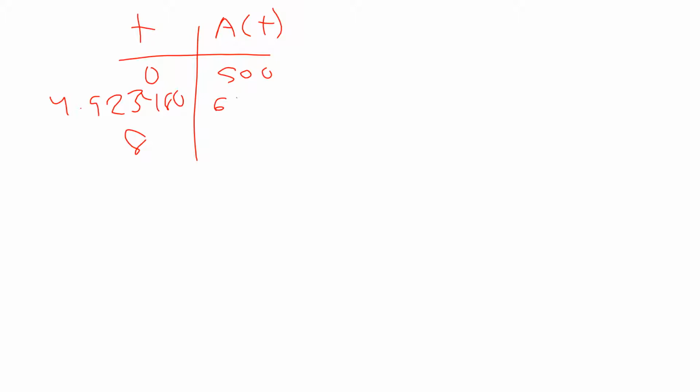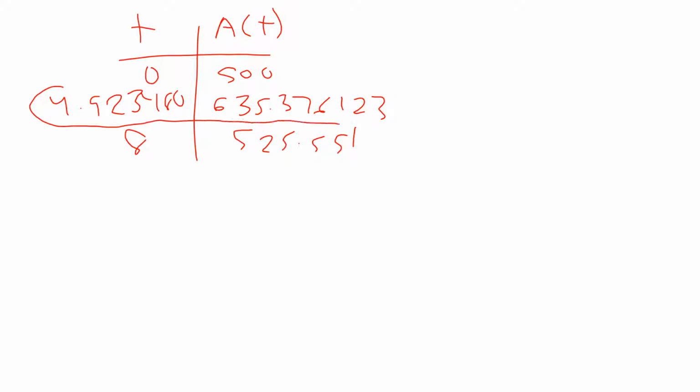And we have at 0, 500. These other numbers: 635.376 at the critical point, and 525.551 at 8. So we know that this, our critical t value, gives the biggest, so this is our absolute maximum.